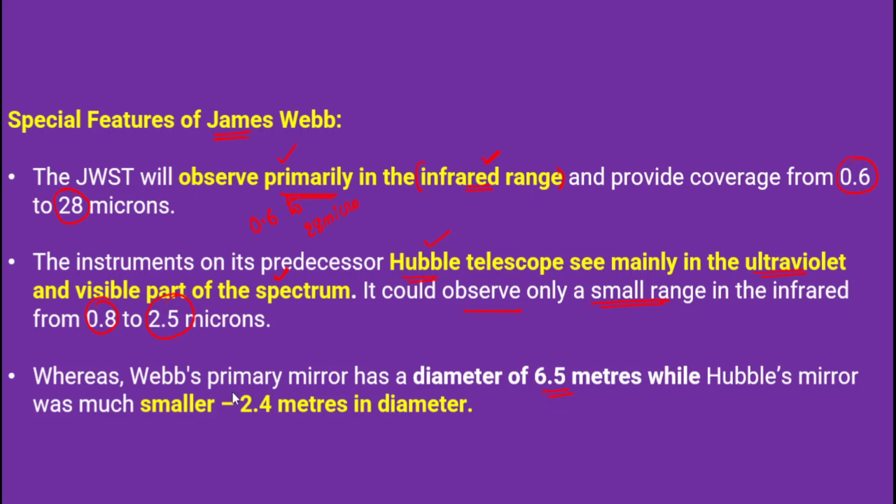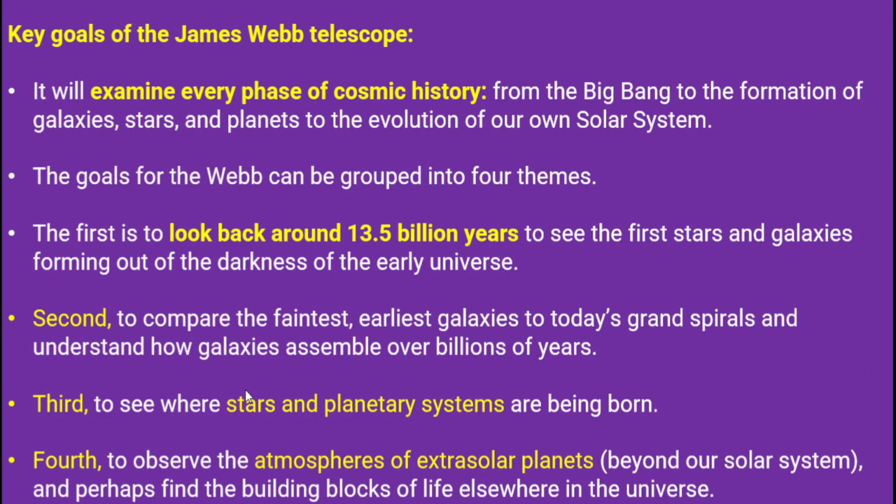However, Hubble's mirror is just 2.4 meters in diameter. So therefore this also makes James Webb Telescope more powerful and more effective than the earlier Hubble Space Telescope. Now in this context we need to understand the key goals of the James Webb Space Telescope. Okay, so this is also asked in the question. So what are the key goals of the James Webb Space Telescope?